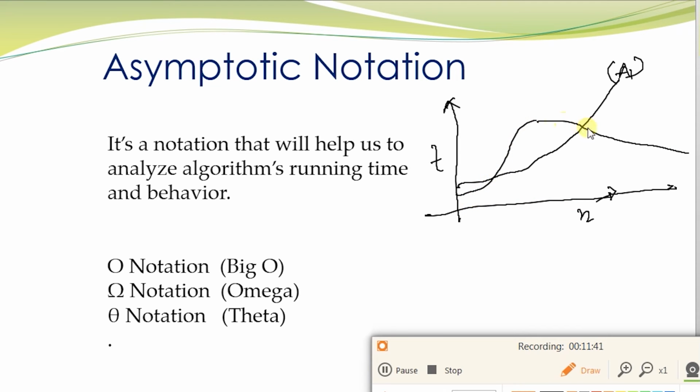So basically asymptotic notation will help us to understand the behavior of these algorithms. If I increase the input size, will it take more time, or will it take less time? All those answers we will get from the asymptotic notations. There are three asymptotic notations. Number one is big O notation, number two is omega, number three is theta notation. So we will try to understand all those three.